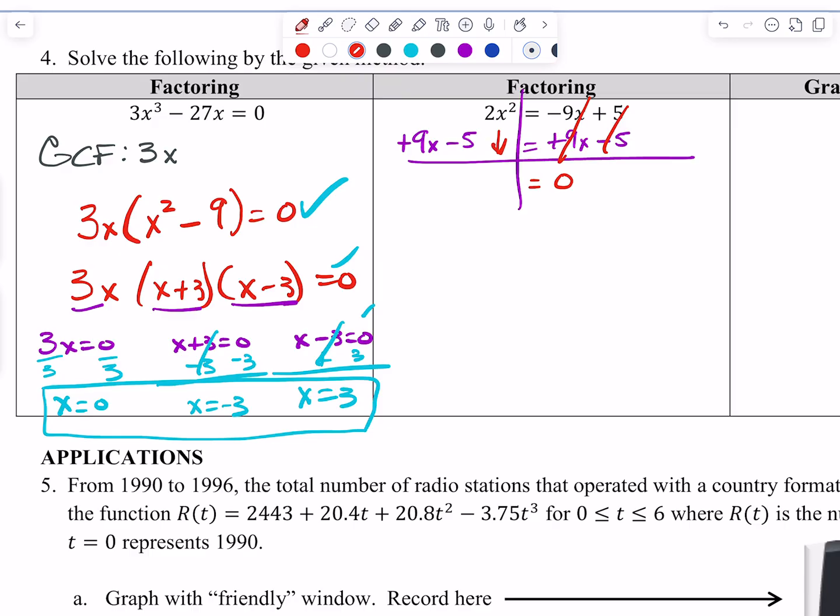Now, I am going to move the 2x squared to the front because that should always go in the front. The x squared goes in the front. Go ahead and bring down your 9x, your minus 5, and now we're ready to factor. So we're going to start with the diamond.